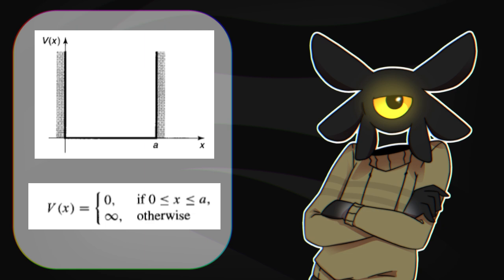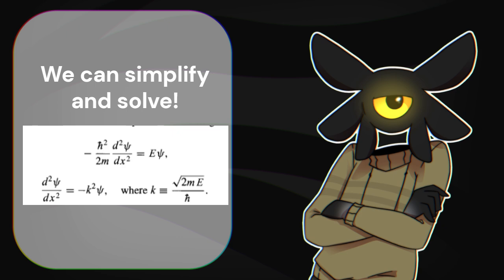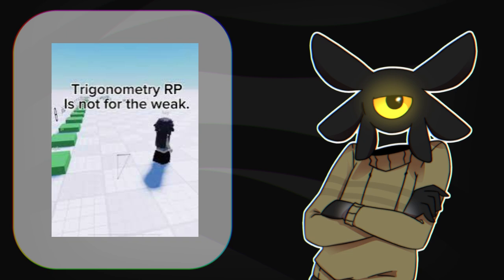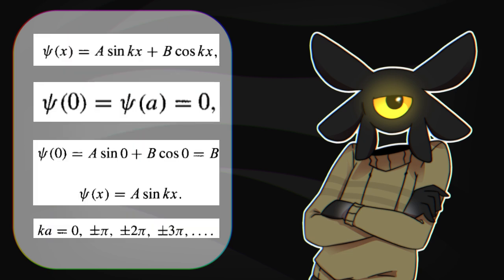Allowing our potential to equal 0 in the Schrödinger equation for this case allows us to simplify it, turning it into a second-order differential equation with a handy constant k in the front, equal to the square root of 2 times mass times energy divided by h bar. In analyzing this differential equation, we ask ourselves, what types of functions return themselves with opposite magnitude after differentiating them twice? Trigonometric ones. So, this gives us the general solution of psi(x) equals A sine(kx) plus B cosine(kx), where A and B are arbitrary constants just kind of hanging around.